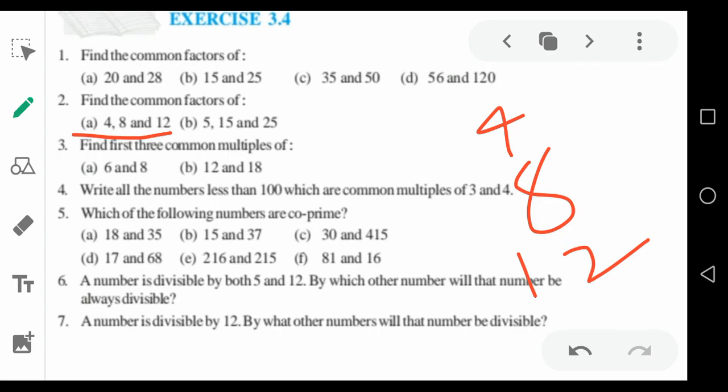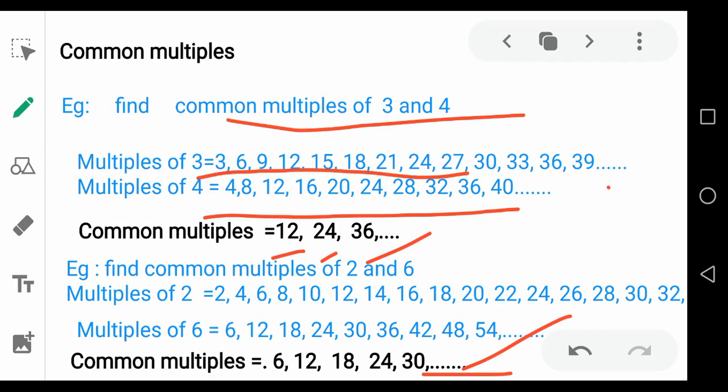Okay. First 3 common multiples. Third question, only first 3 common multiples are needed. So first 3 only you write. Okay. How will you select the first three? So in this, first three means here 12, 24, 36. This is the first three. Here first four means till what number you have to write: 6, 12, 18, 24. This is how you have to select first three or first four.